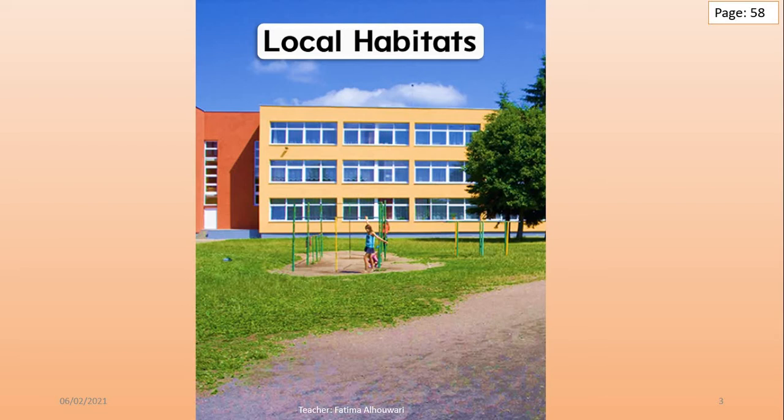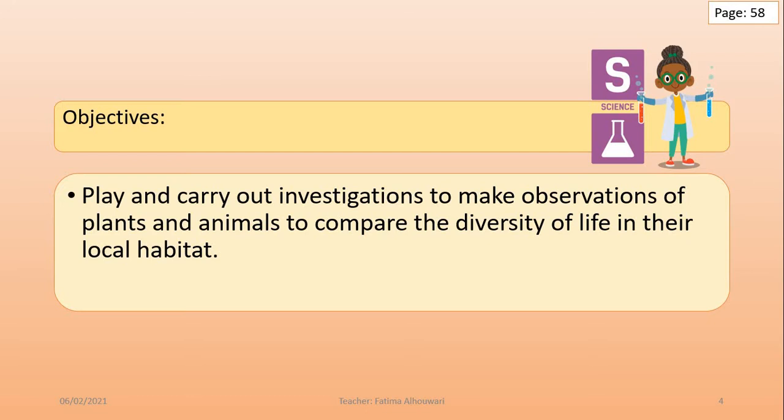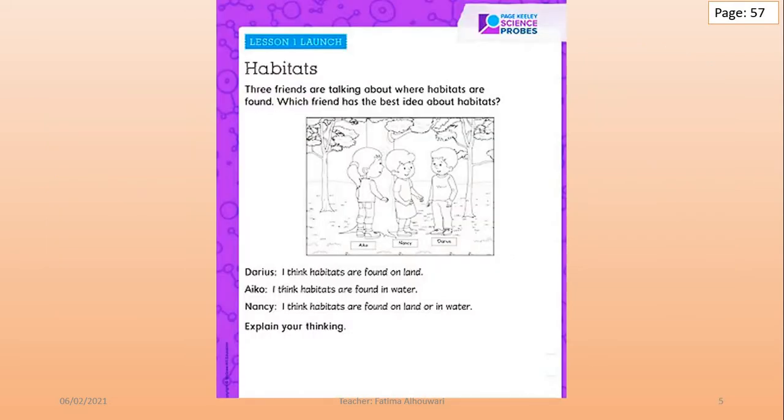Our lesson today is local habitats. The objective of our lesson is to plan and carry out investigations to make observations of plants and animals to compare the diversity of life in their local habitats. Let's start with page number 57, lesson 1 launch.